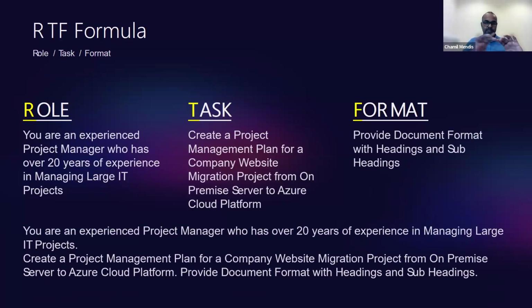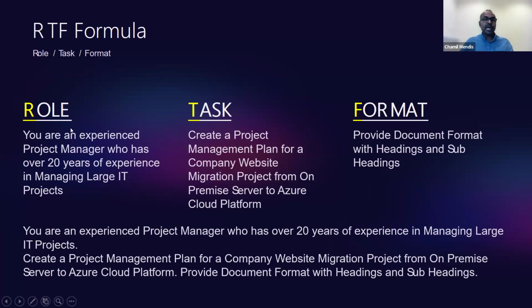So finally, you will get the prompt like this. You copy the prompt and put it in your famous language model, ChatGPT or any other tool, and then it will combine everything. So it will say you are an experienced project manager who has over this many years of experience managing large projects, and create a project management plan for a company website migration from this place to this place, and this platform to this platform, and provide the document format in this particular document, or you can say create a table format. So that is the idea of the RTF formula, where you are telling exactly what you need in order to create a proper project management plan.